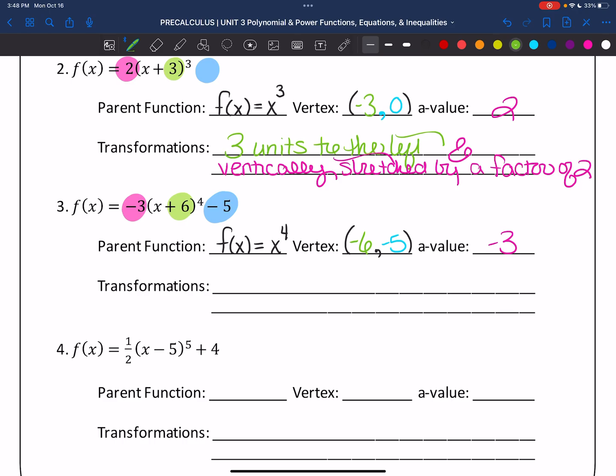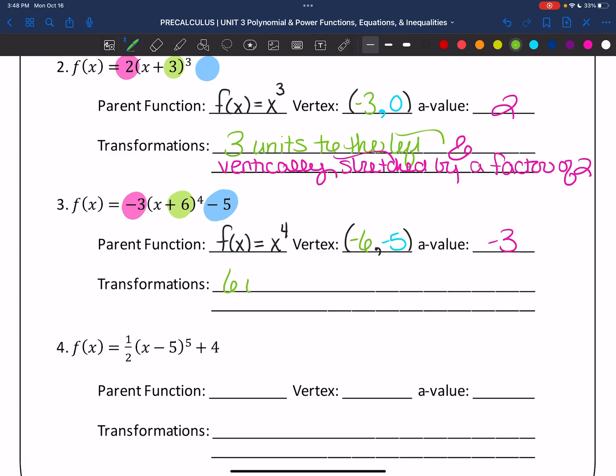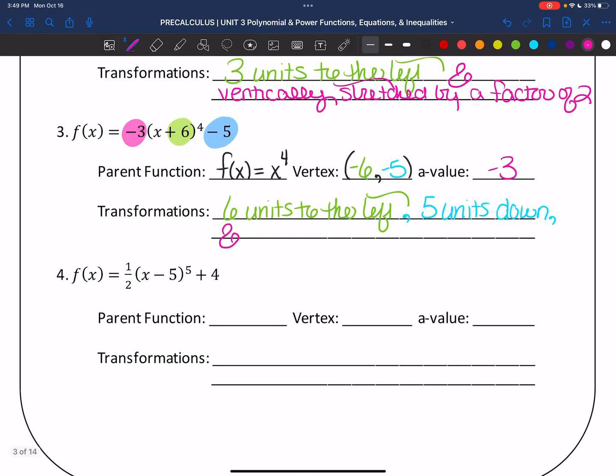Our vertex is no longer at the origin. Our vertex has been moved 6 units to the left. That's that horizontal translation. 5 units down, that's that vertical translation. And now, because this is a -3 for our a value, there are 2 things that happen here. Because it is negative, it's going to be reflected. It's going to be reflected vertically. We have a vertical reflection.